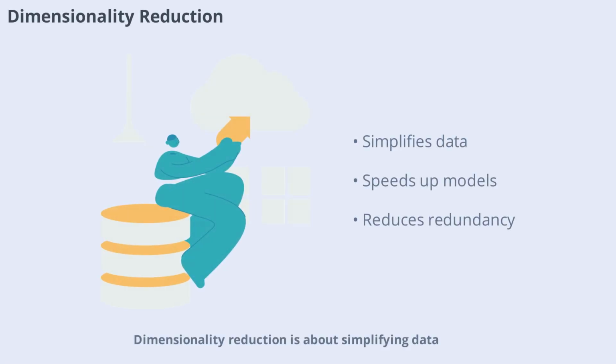Dimensionality reduction is about simplifying data by reducing the number of variables. Statistics provides techniques like principal component analysis (PCA) to retain the most important information while eliminating redundancy. In data science, this makes models faster and easier to interpret.